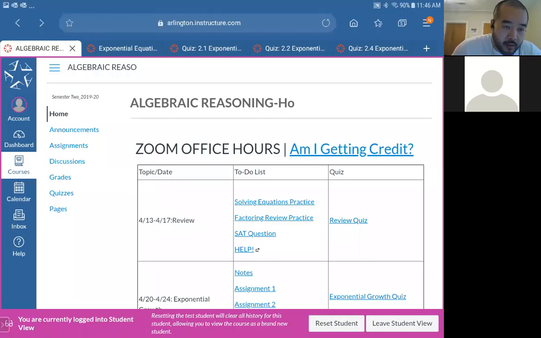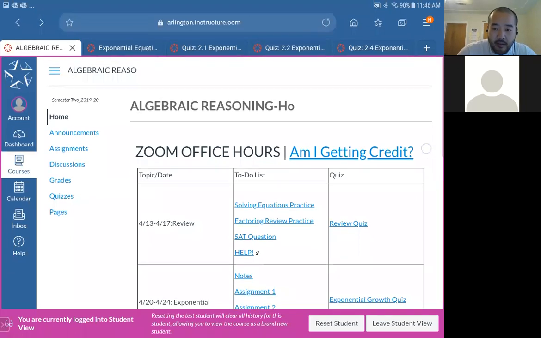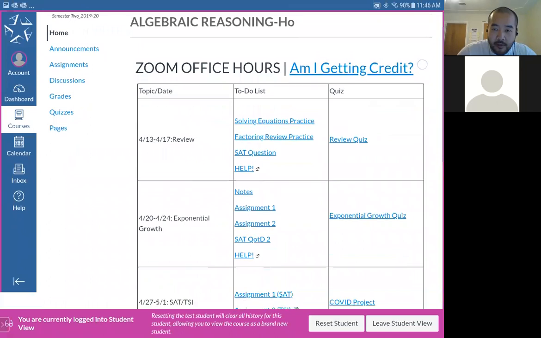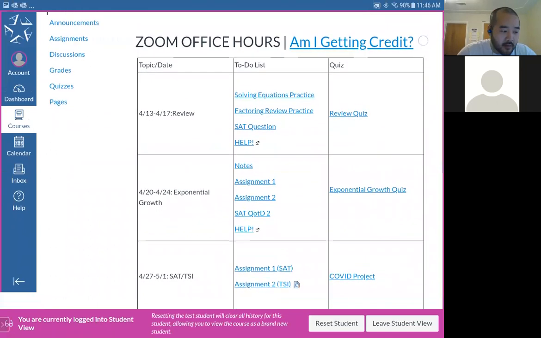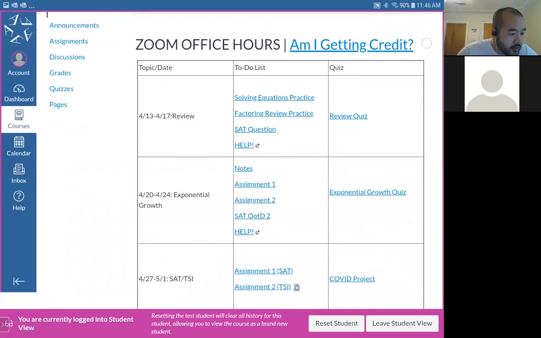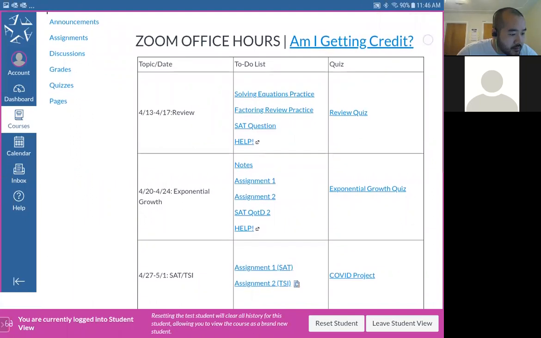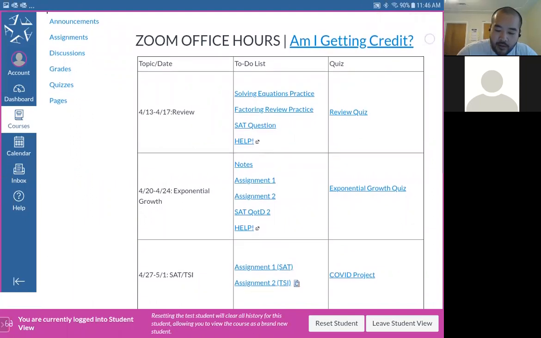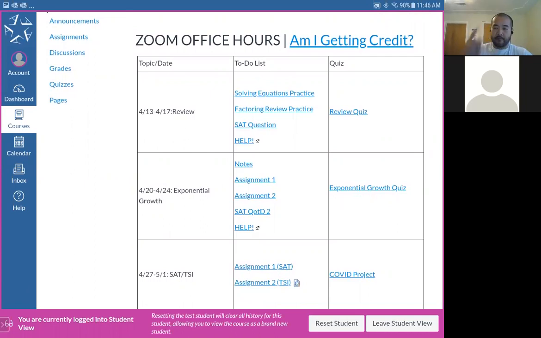All right, so here's week two's stuff. I added this assignment on here called Am I Getting Credit? If you do that, I'll go in there and let you know whether or not you have completed everything like you need to. On Teams, on self-serve, it'll say either progress or no progress, but this is where I'll put whether or not.